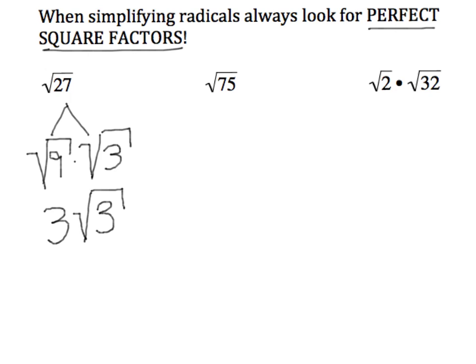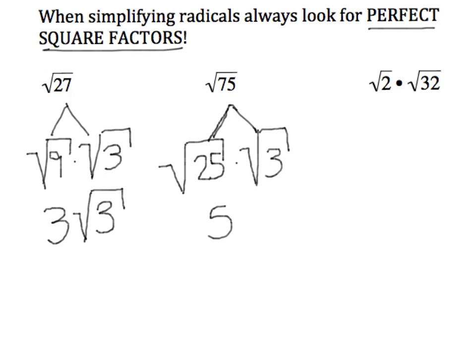If I look at 75 here for my next example, I want to break that down into perfect squares. So the biggest perfect square that I can think of that goes into 75 is 25. So the square root of 25 times the square root of 3 is going to give me the square root of 75. The square root of 25 is 5, times, again, 3 is not a perfect square, so it's going to be 5 times the square root of 3.